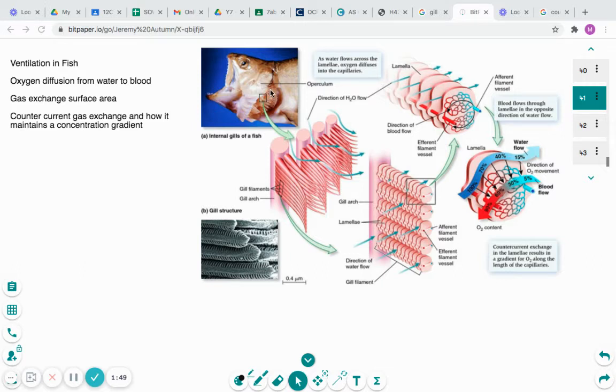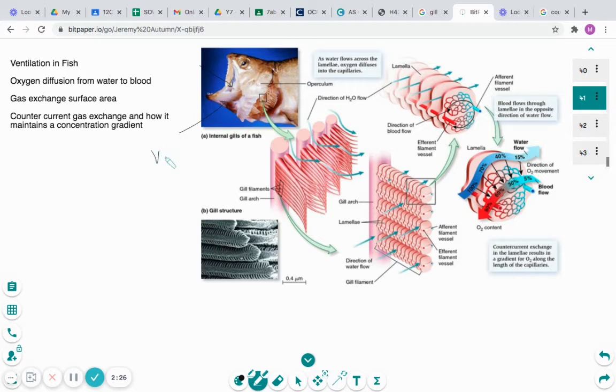So to get a fresh supply of oxygenated water, they open their mouth and they fill it up with water. They then close their mouth, and they've got a region here, this bottom part, called the buccal cavity. When they close their mouth, this bottom part is going to push up as well, a bit like a diaphragm in a way, being pushed up. And when that pushes up, the volume inside the mouth is going to get smaller.